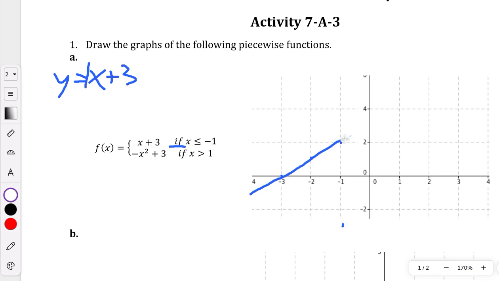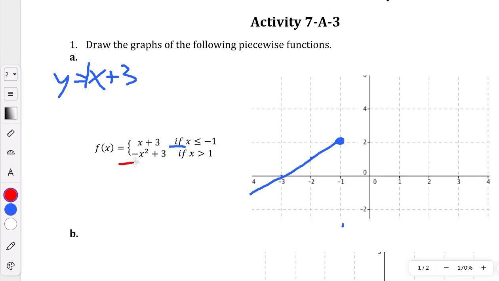Okay. There we go. Now, this is less than or equal to, and so what that means is that we actually have a closed circle. So we have a little dot right here at -1, and that's going to be filled in, and it's going to be everything less than that. So that is that first function.